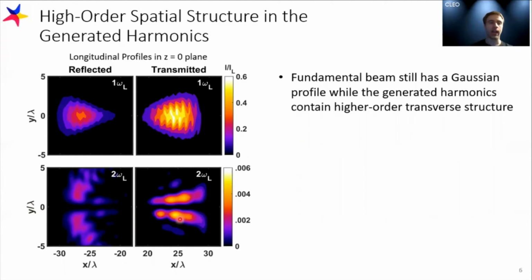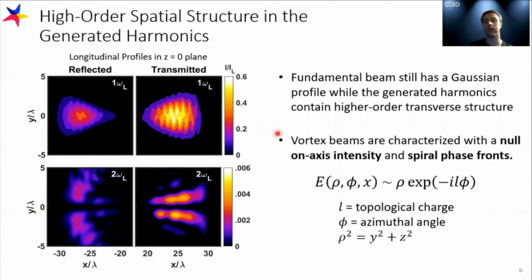And I had mentioned previously that one characteristic of a vortex beam is the presence of a null on-axis intensity, but also the presence of these spiral phase fronts, where the spiral phase fronts arise from an azimuthal dependence of the phase and is characterized by the azimuthal index L, which is also sometimes referred to as the topological charge.